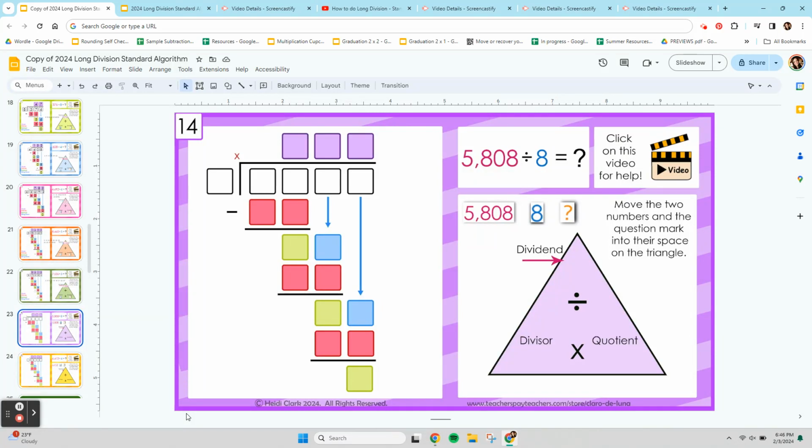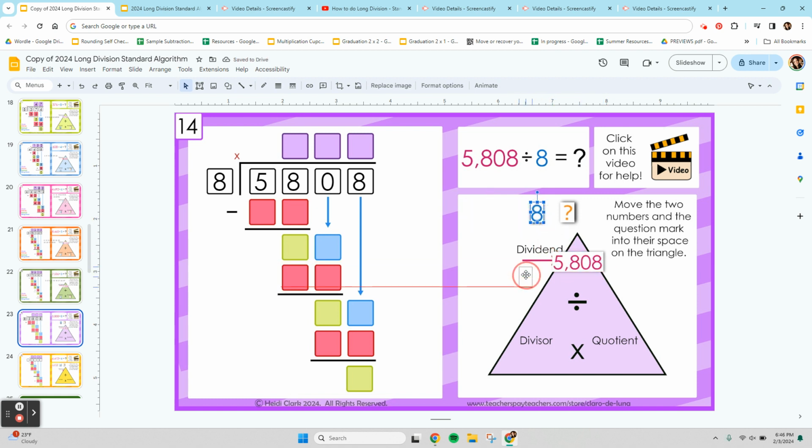Let's do 5,808 divided by 8. So if you're working with the slideshow, just click and type to get those numbers in. iPad, you're going to double tap. And then you can also just follow along on a piece of paper or whiteboard.